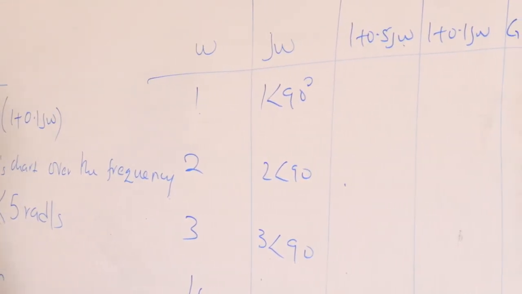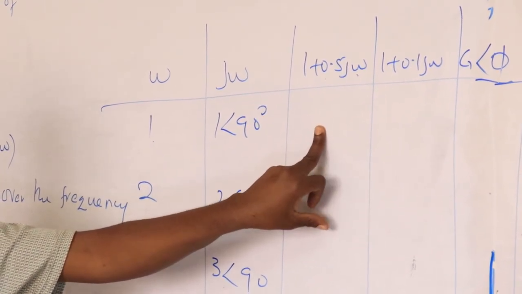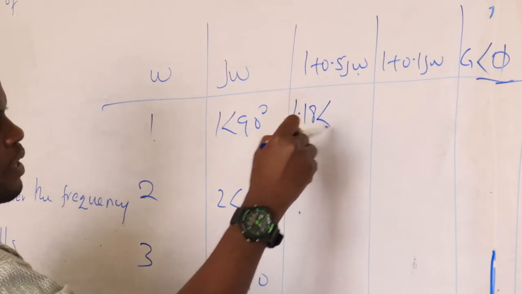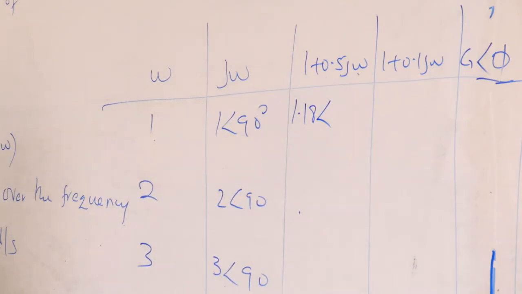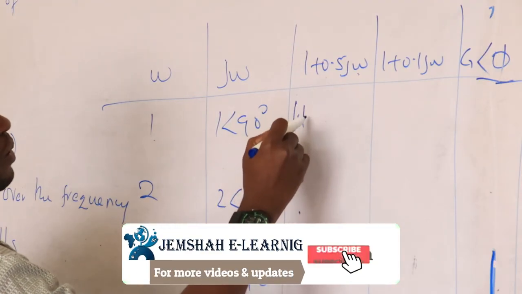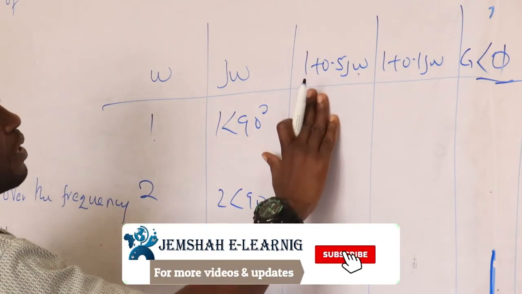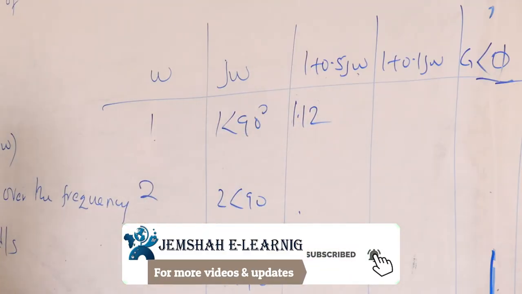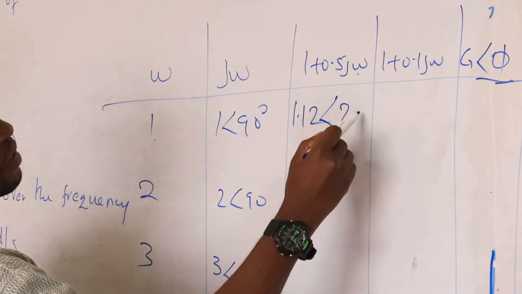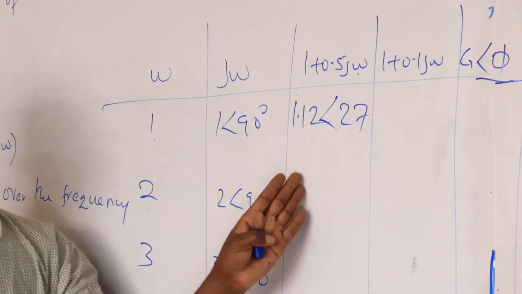So what is here? Maybe for a start, what do you have here? 1.18. And what is the angle? 1.18. So we can put it in two decimal places. Then the angle is 26.56. We can talk of 27 to the nearest whole number. Then you do that for all of them.